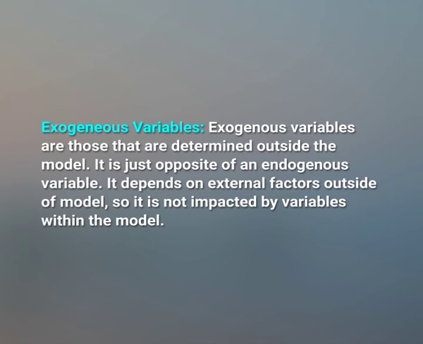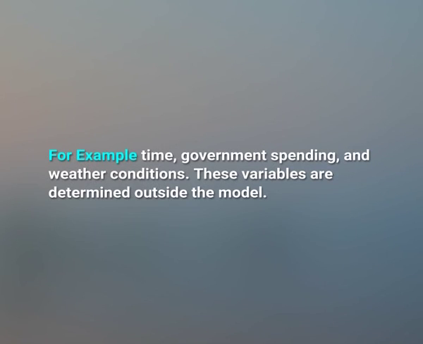Now, exogenous variables are those that are determined outside the model. It is just the opposite of an endogenous variable. It depends on external factors outside the model. So, it is not impacted by variables within the model. In real life situations, however, some variables may not be entirely endogenous as they can be influenced by factors both external and internal to the model. Therefore, variables are often partly endogenous and partly exogenous. For example, time, government spending and weather conditions. These variables are determined outside the model.